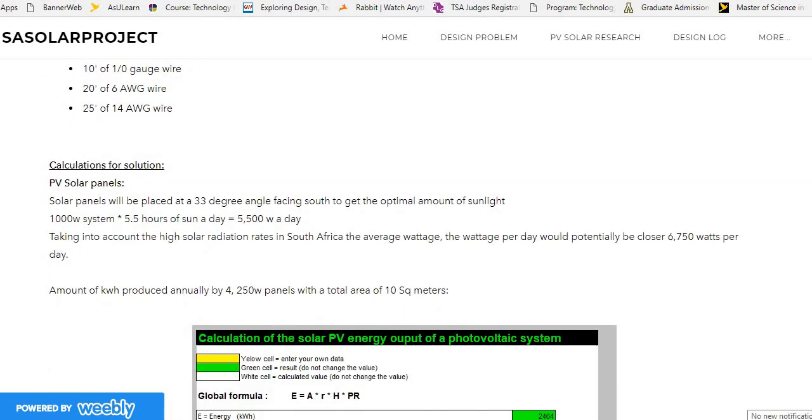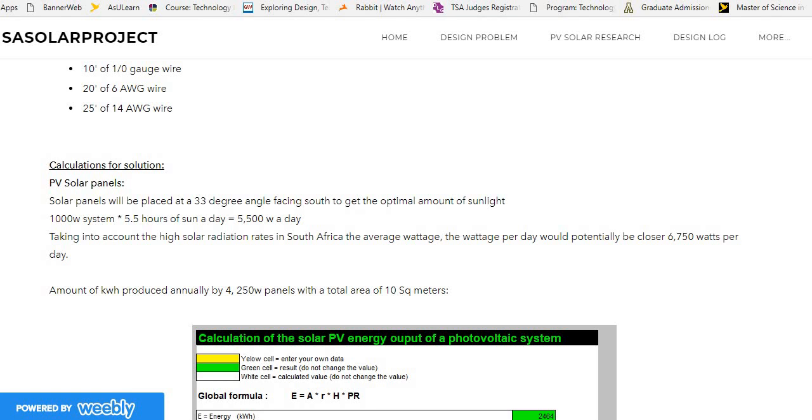So the calculations for the solution, for the PV solar panels. Solar panels will be placed at the regular degrees, south. So for the 1000 watt system, the way you would calculate that would be to decide how many hours of sun a day you would have in your area. For instance, here in South Africa, it'd be about 5.5 hours of sun a day.